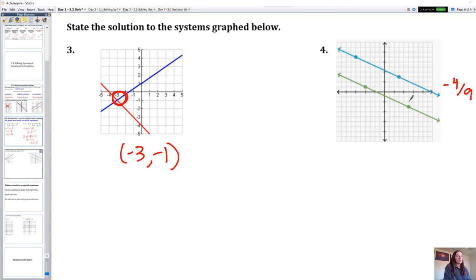Green line, 1, 2, 3, 4, 1, 2, 3, 4, 5, 6, 7, 8, 9. They have the exact same slope, which means they will never intersect, so there are no solutions. You might also see it like that. NS for no solution.